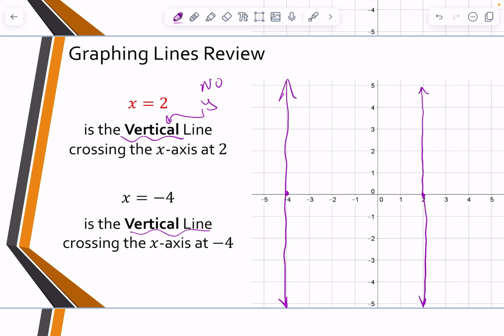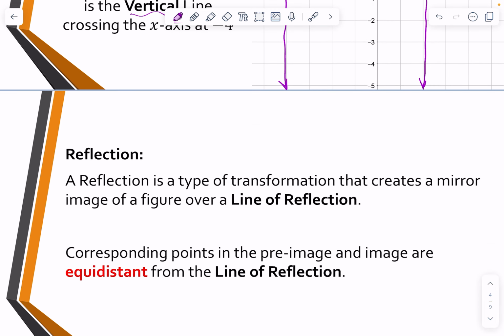We're going to be using those because a reflection is a type of transformation that creates a mirror image over a line of reflection. Now, the key to this is corresponding points. The pre-image to the image of each point is equidistant from the line of reflection. So if I have a line of reflection here and I put A over on this point, this distance to the line of reflection and this distance to the image are going to be equidistant.